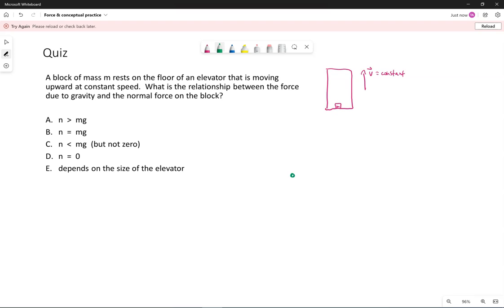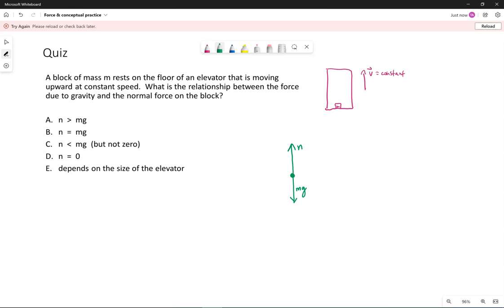So my free body diagram is going to be the dot. The dot represents the block itself. The block is feeling the force of gravity pulling downwards. That's the weight of the block. Because the block is sitting on the floor of the elevator, it is experiencing a normal force that points upwards.